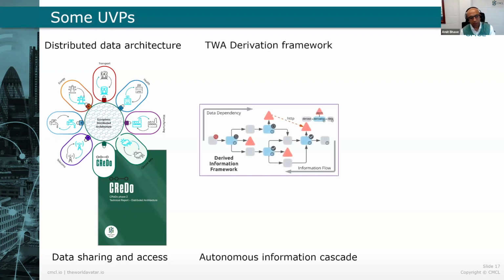The second UVP is the World Avatar's derivation framework. What this means is, once you have information that's updated somewhere in the real world, how does that information really traverse through the knowledge graph, update the knowledge itself, and how does it evolve the knowledge graph as a dynamic entity? And this again, I'll present a showcase or use case dedicated to this.